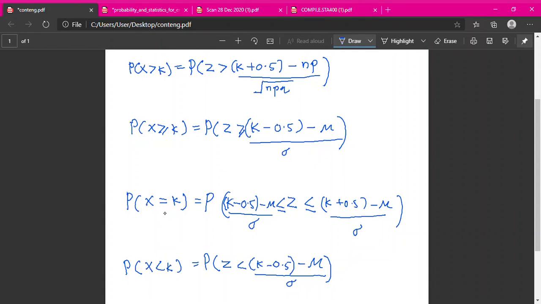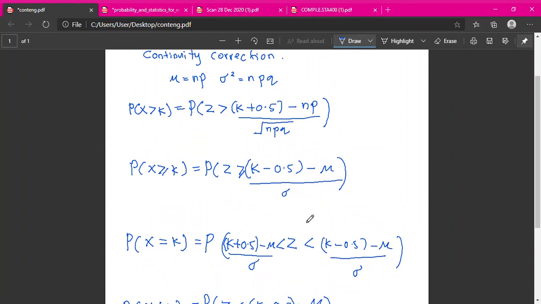So, kalau nak cari probability of X equal to K, so kena tukar juga dulu kepada Z. So, it will be Z more than, okay, sorry, maaf. Bukan more than equal, more than sahaja kat sini. So, tak ada equal, Z more than K, maksudnya kena plus kat sini. Sebab more than plus. Less than, di sini minus. Okay, so that is the continuity correction that you need to memorize.